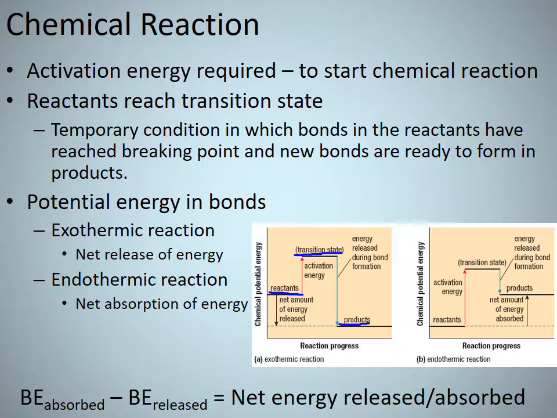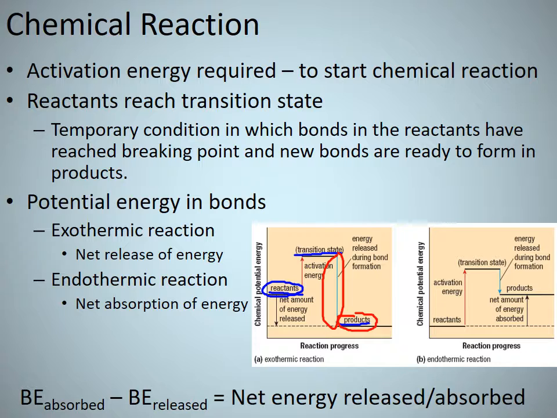Now, there are two different types of reactions that we can use to describe a chemical reaction: an exothermic reaction or an endothermic reaction. Essentially, an exothermic reaction is a net release of energy. So the amount of energy that was stored in the reactants here is obviously more than the energy that is now stored in the products. Having said that, there was a release of energy as the new bonds formed in the products.